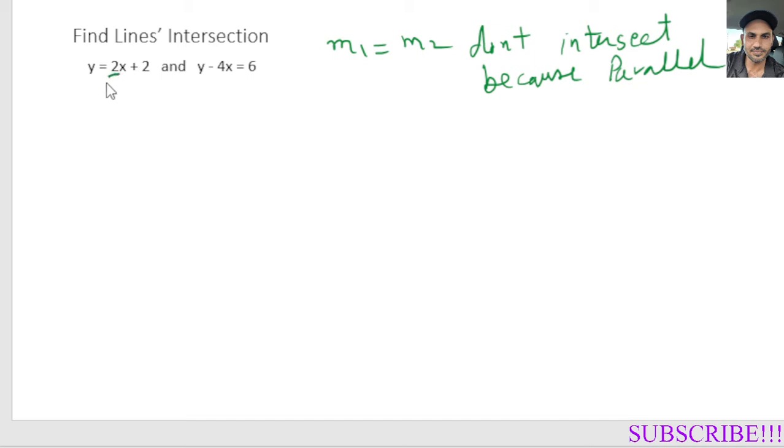All right, so the first line here, let's see what's the slope. This is the slope m, and this is the y-intercept. We're only concerned about m, which is the slope of this line. So I'm going to mark it m1, which is 2.